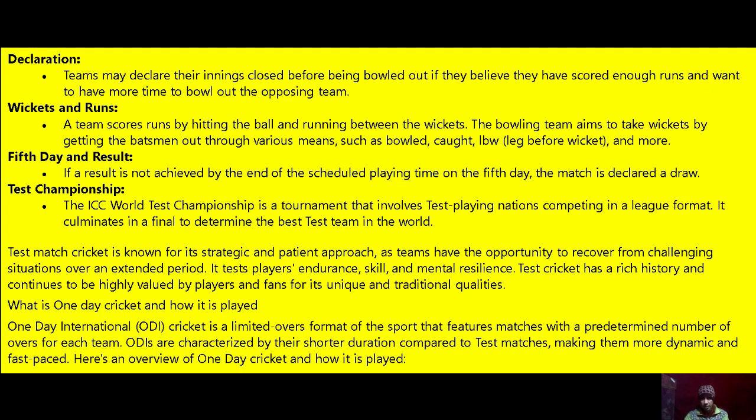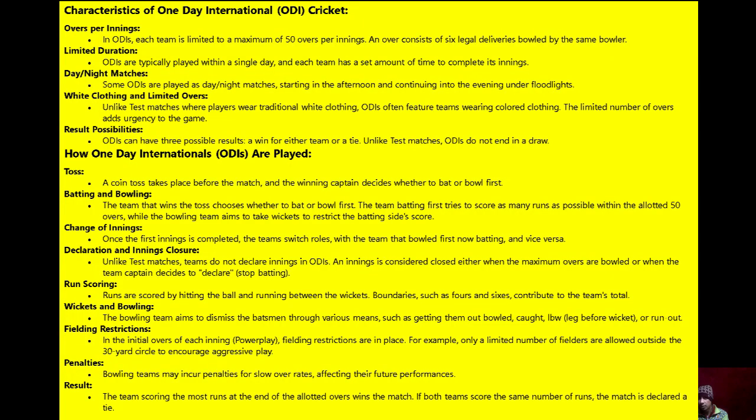Next point is penalties. Bowling teams may incur penalties for slow over rates affecting their future performance. Next point is result. The team scoring the most runs at the end of the allotted overs wins the match. If both teams score the same number of runs, the match is declared a tie.